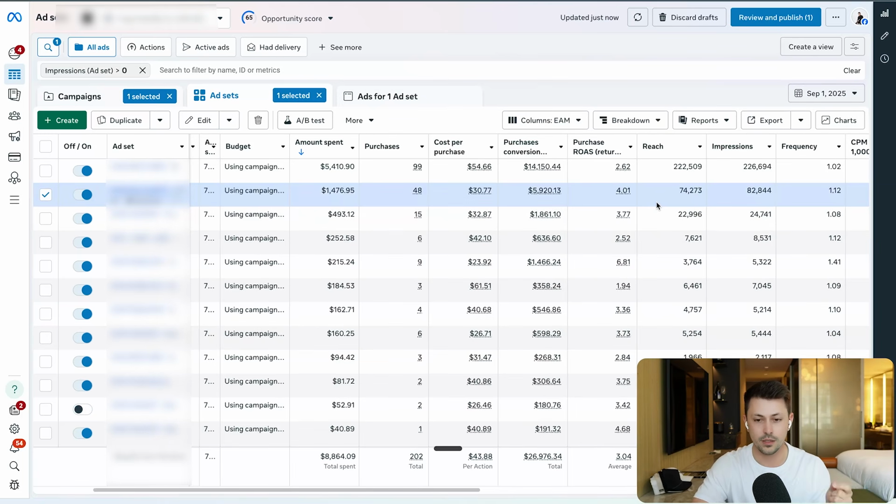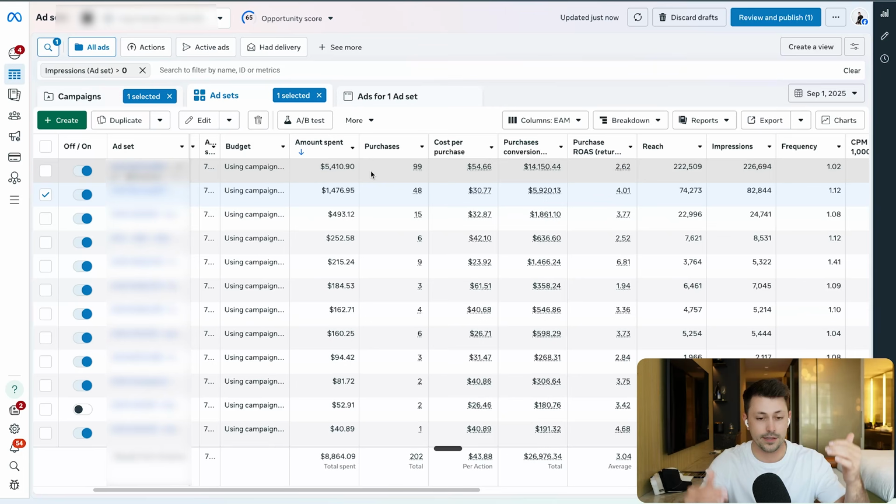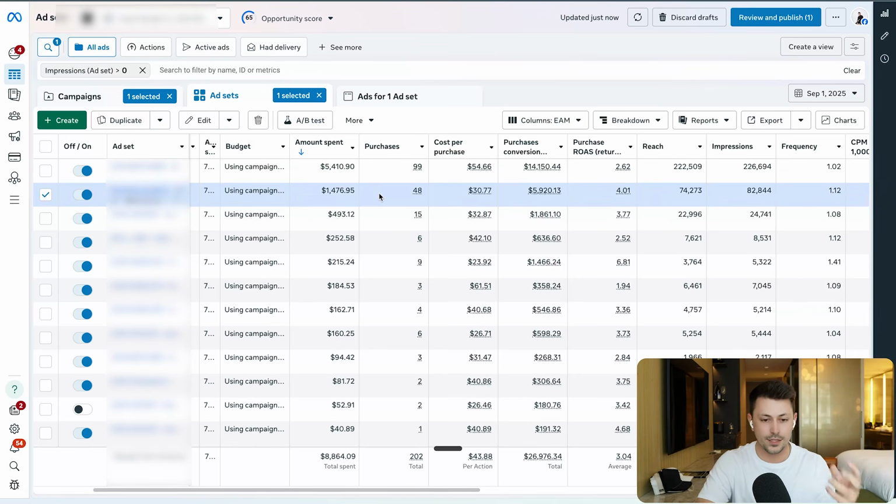And as you can see, Meta actually spent an extra $476 on this ad set specifically, okay? And as you can see, our top spending ad lost a bit of spend. It went from $6,800 in spend to $5,400. But as you can see, Meta started pushing more spend towards this one here.